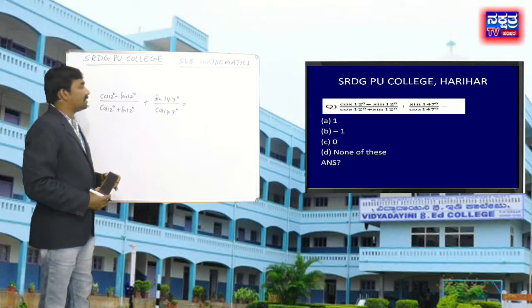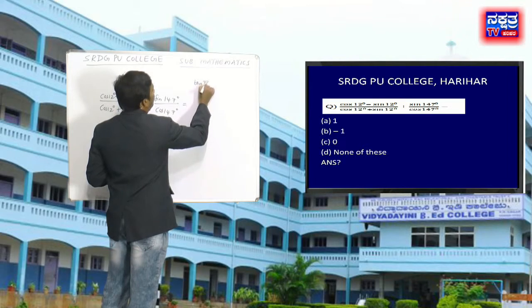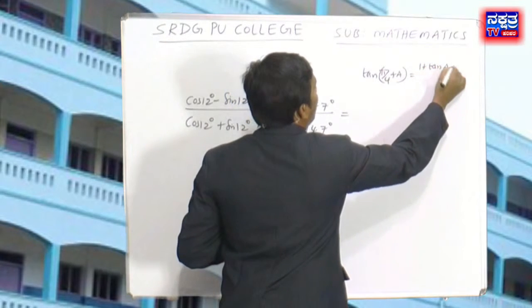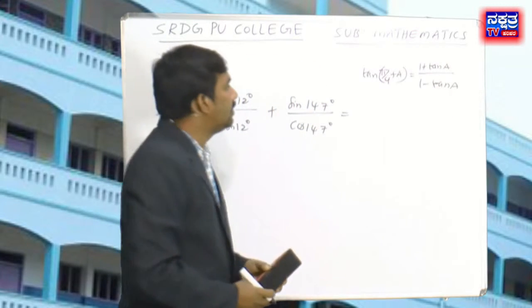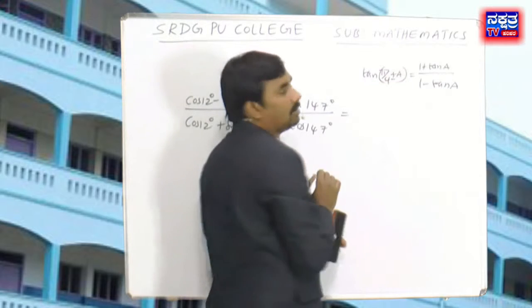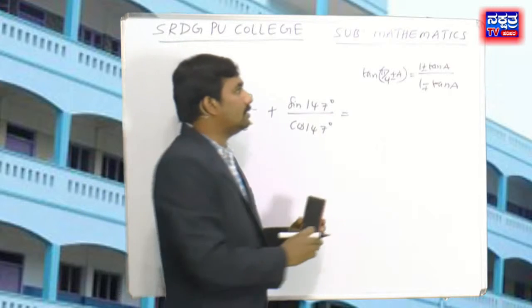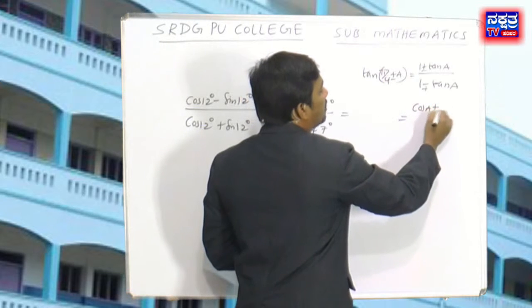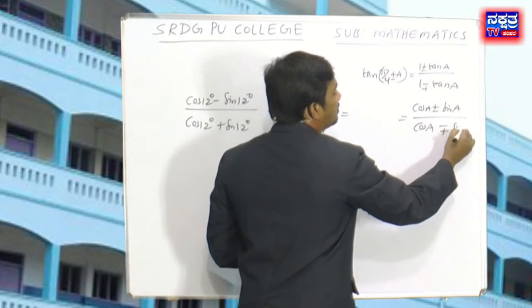by cos 147 equals, that is the given question. Hence, if you take one formula, tan of 45 plus a, you can write it as 1 plus tan a by 1 minus tan a, by applying the tan a plus b formula. Like that, if it is minus, we will get 1 minus tan a by 1 plus tan a. Hence, if you convert tan a to sin a by cos a, it will become cos a plus or minus sin a by cos a minus or plus sin a.